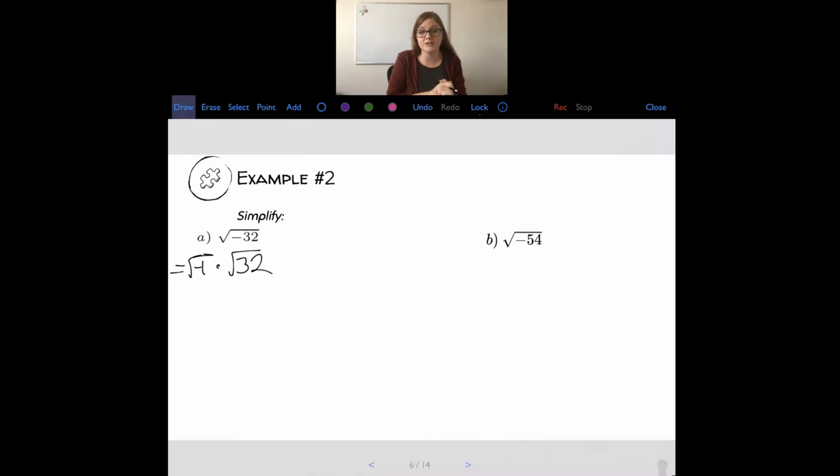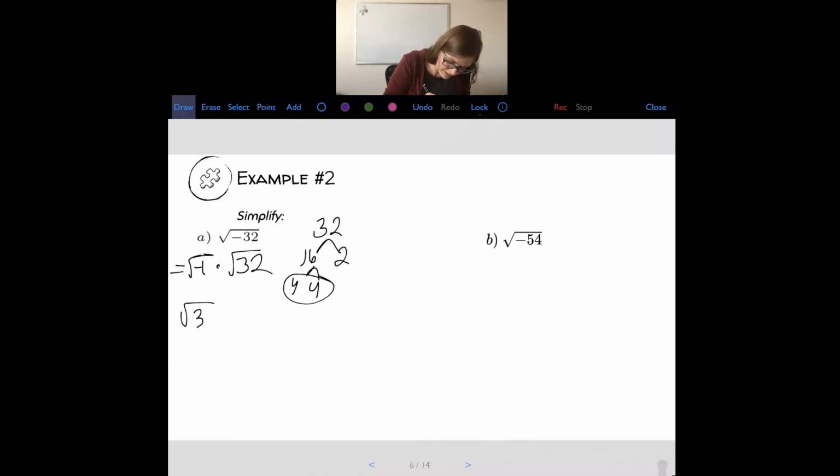We know that the square root of negative 1 is i, and now we have to break down the square root of 32. We break this down the way that we've done previously. So the square root of 32, however you want to do it, 32 breaks down to 16 and 2. 16 is a perfect square. So the square root of 32 is equal to 4 square root of 2. If we put it all together, the square root of negative 1 is i. The square root of 32 is 4 radical 2.